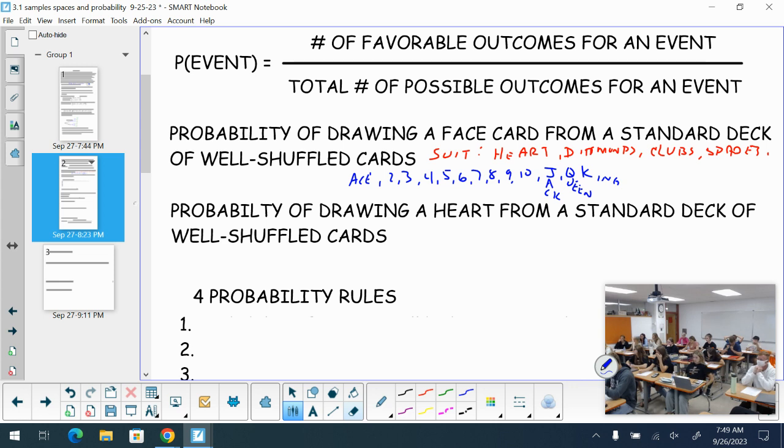So we are looking at a well-shuffled deck of cards. I'm going to have Coy pick a card out. What's the probability, from a standard well-shuffled deck of cards, of him drawing a face card? Well, what do we mean by a face card? A jack, a queen, or a king. These here are face cards. Why do we call them face cards? Because they have faces on them: a jack face, a queen face, and a king face.